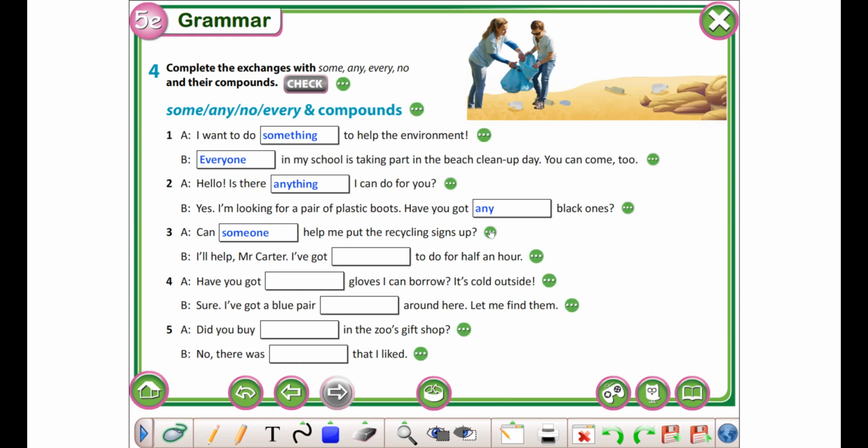To put the recycling signs up. Okay. Who is next? Sami? I'll help Mr. Carter. I've got something. Да, имам нещо да правя. Something to do. Something to do for an hour. Have you got any gloves I can borrow?